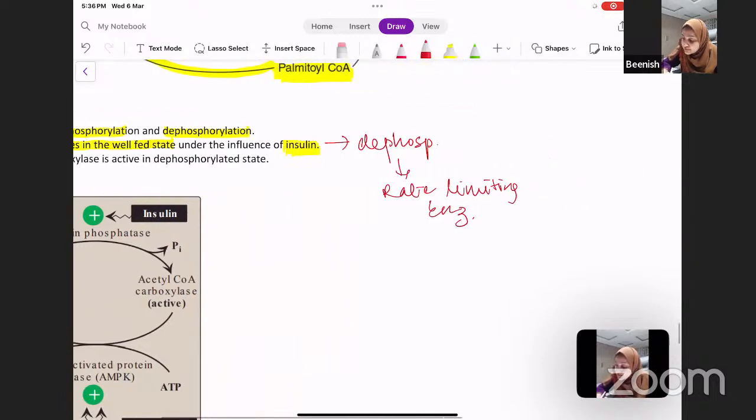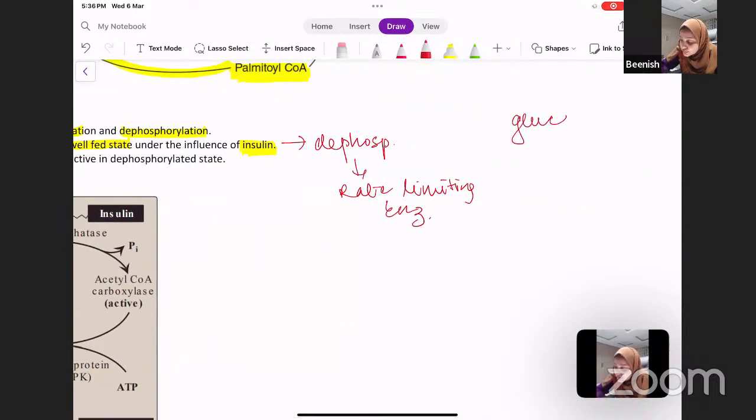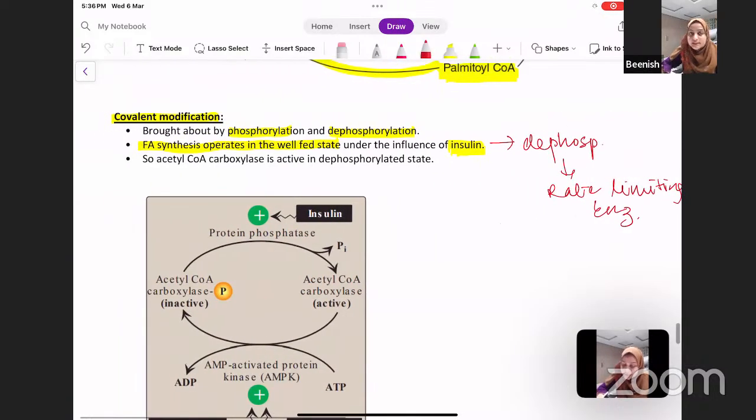On the other hand, we had also studied that your glucagon, what was it doing? It was phosphorylating the rate limiting enzymes. So if fatty acid synthesis is under the influence of insulin, we know that acetyl CoA carboxylase, which was the rate limiting enzyme, is going to be active in the dephosphorylated state.